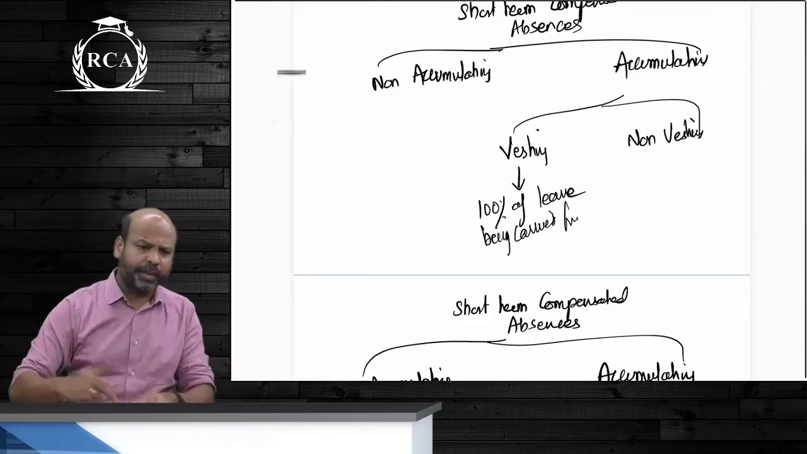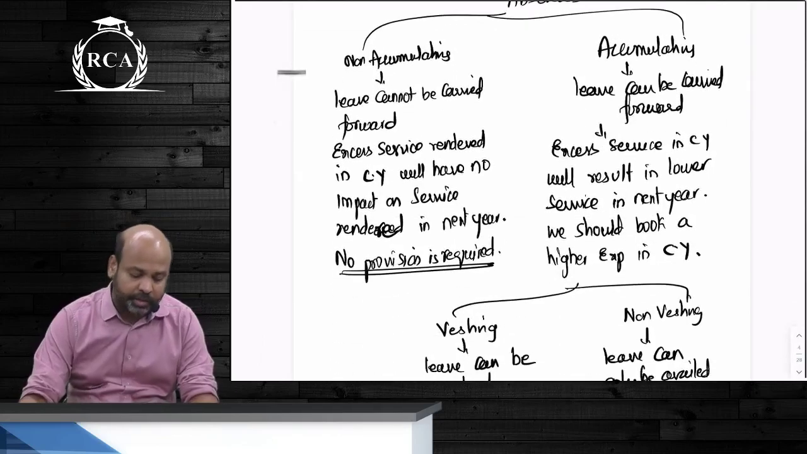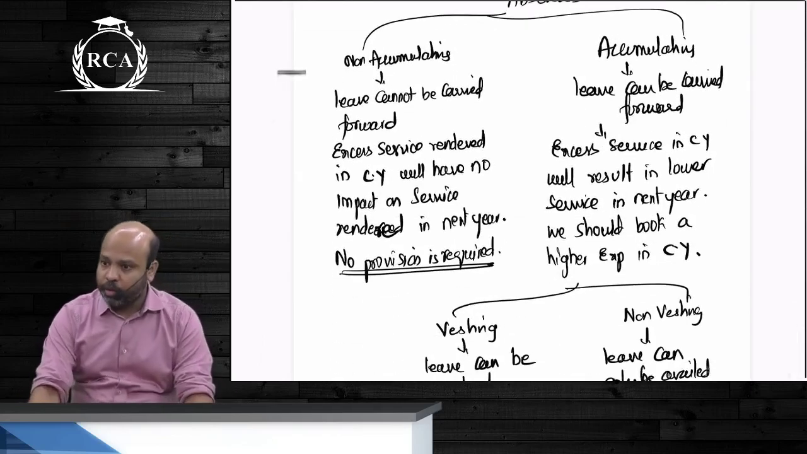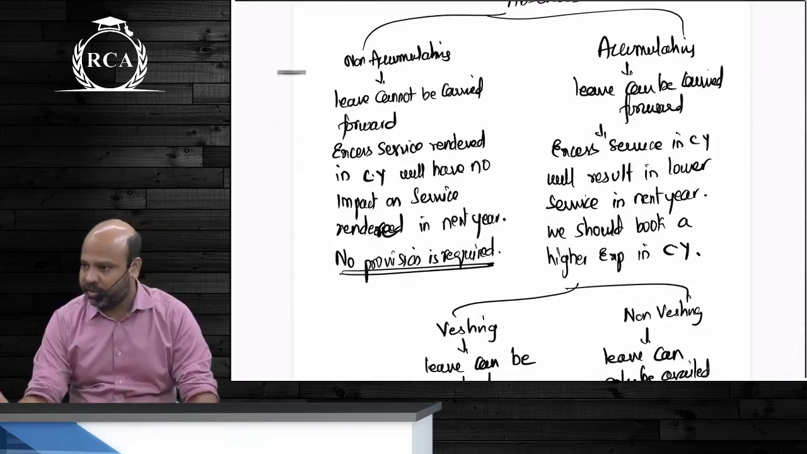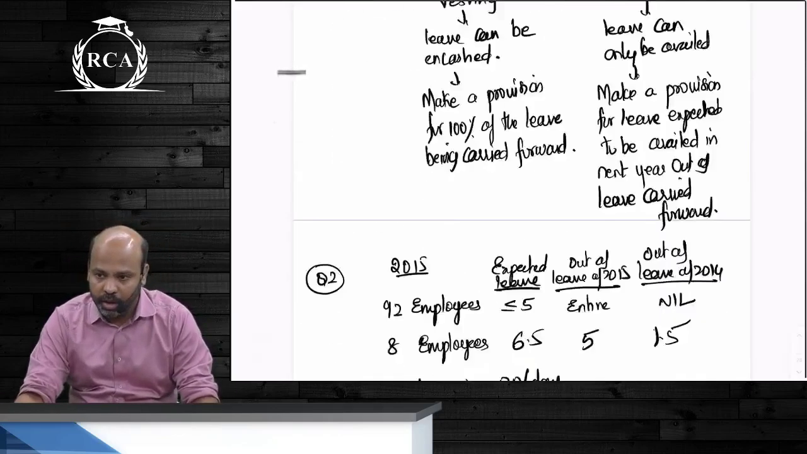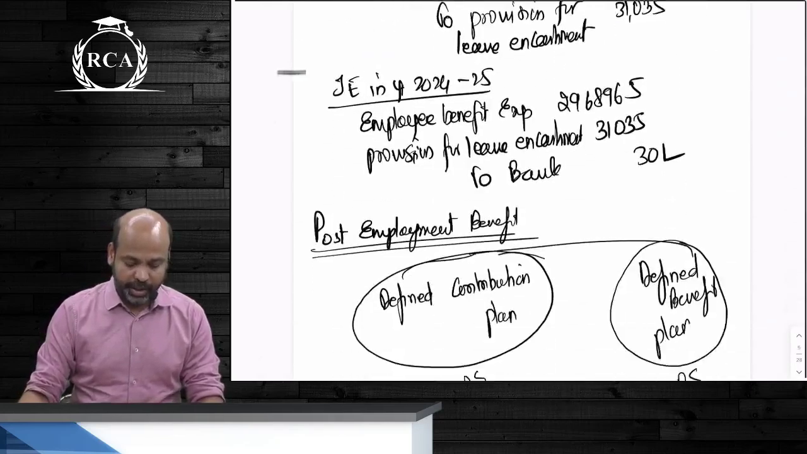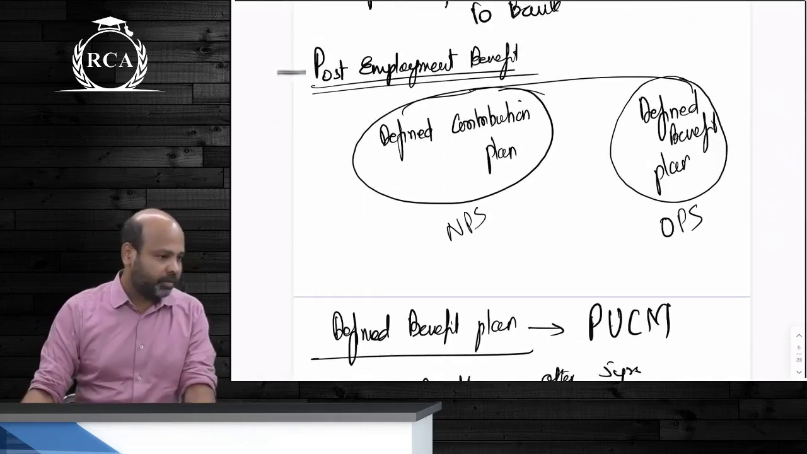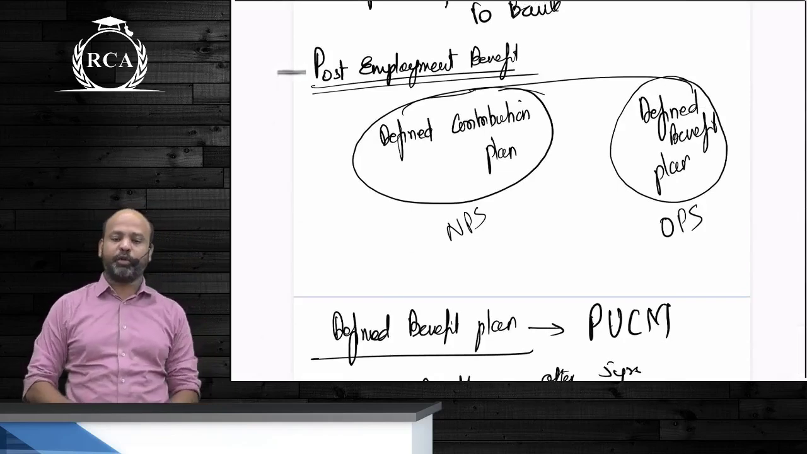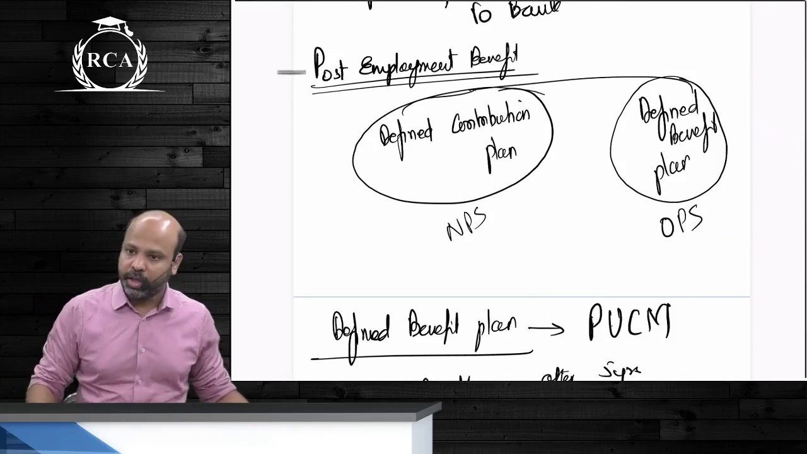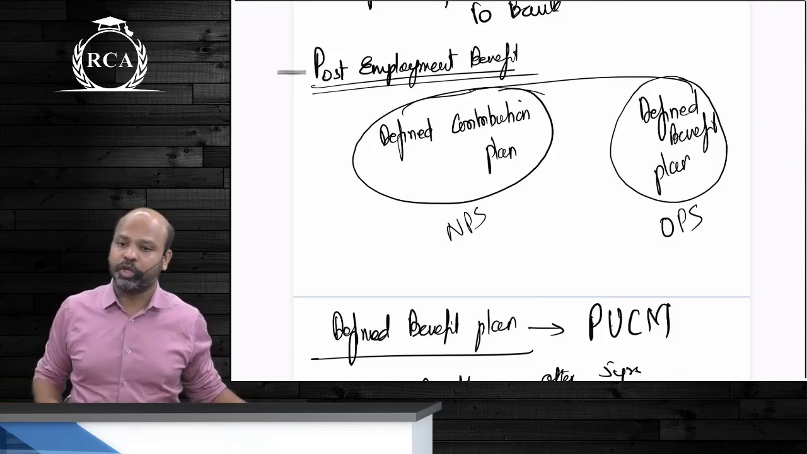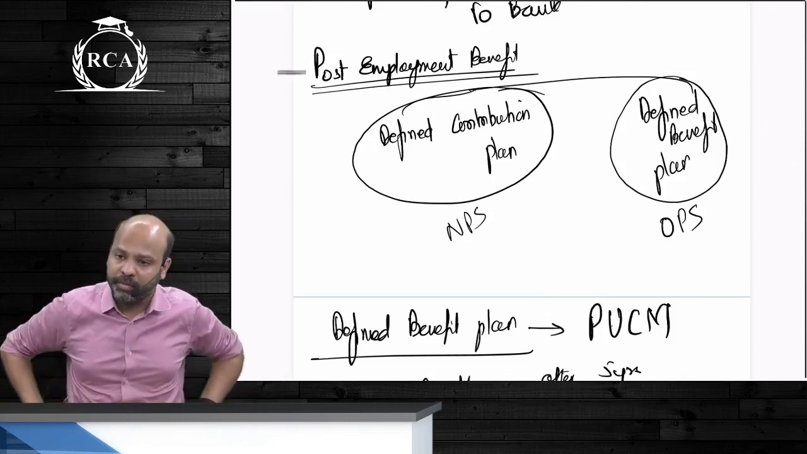If the leave cannot be carried forward, that is, it is non-accumulating, then there is nothing to be done. Because you are not going to pay them for any lower work in the next year. Are we clear? Then we move on to the next concept, which is post-employment benefits. The first thing that we should know under post-employment benefits is how are we going to pay the employees? It can either be by way of a defined contribution plan or it can be by way of a defined benefit plan.